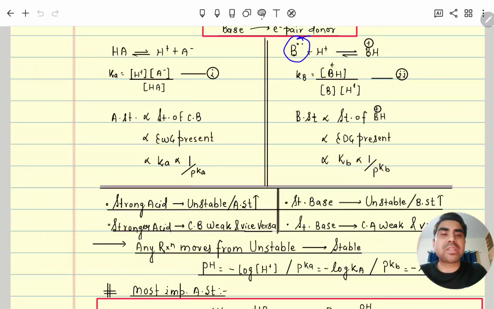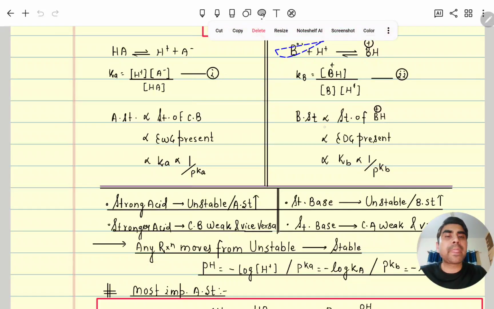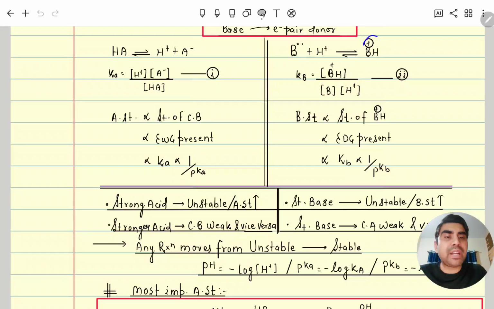Similarly, here the base is accepting a proton, forming a conjugate acid. So this is Kb, product versus reactant. Basic strength is directly proportional to the stability of the conjugate acid. The more stable the conjugate acid, the more tendency to move forward, meaning more basic strength. Or if that conjugate acid is attached to any electron donating group, it will be more stable due to that group, and then also basic strength will be more.